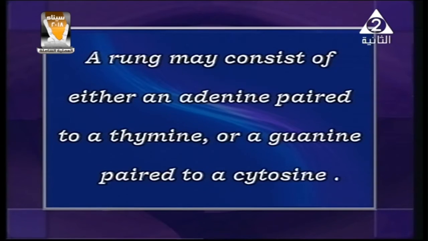The rungs, or the steps of the ladder, may consist of either an adenine paired to thymine, adenine with thymine, or guanine, which is linked with cytosine. As shown before, adenine and thymine are joined by a double bond, while in the case of G and C, guanine and cytosine, a triple bond.